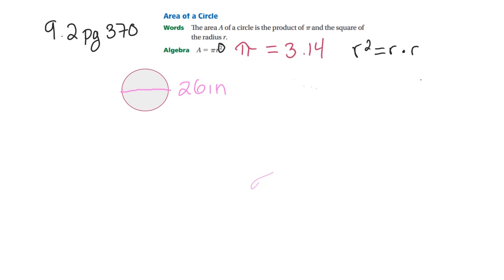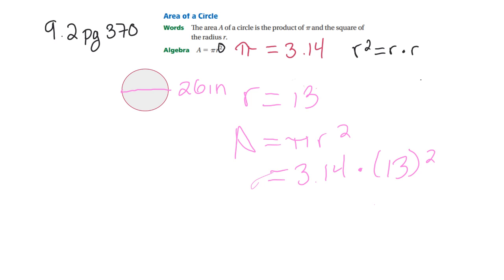So if we want to figure out what that radius is, we would just divide the diameter by 2, which means our radius is 13. All right? So now that we have the radius, we can find the area. Area equals pi r squared. So that's going to be 3.14 times 13 squared, which is going to be 3.14 times 169.